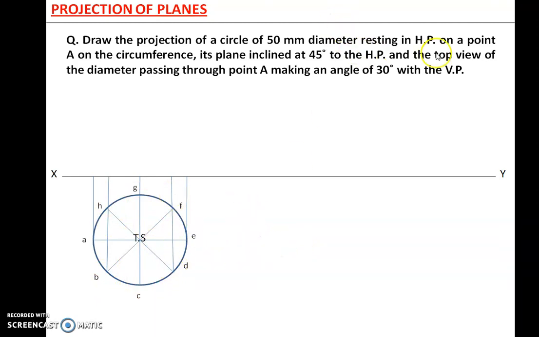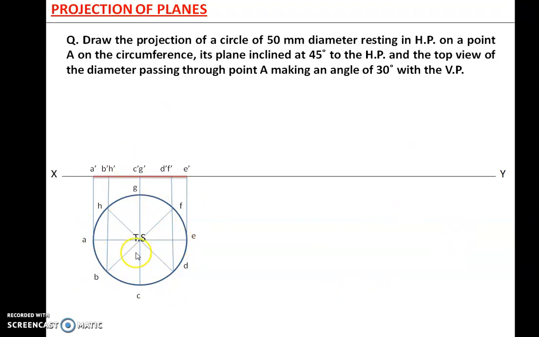Now as we are assuming it resting on HP, the front view will be on the XY line. So give the names A dash, BH, CG, D dash, F dash, E dash. Join all these with the help of a dark line, which will be your front view. So this is nothing but the front view of this circular plane or the circle.